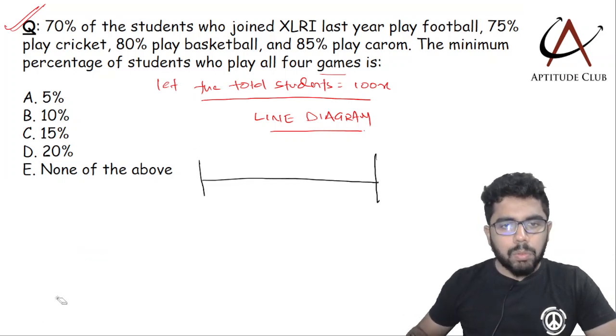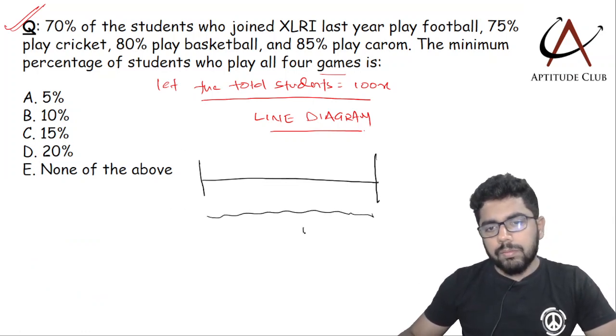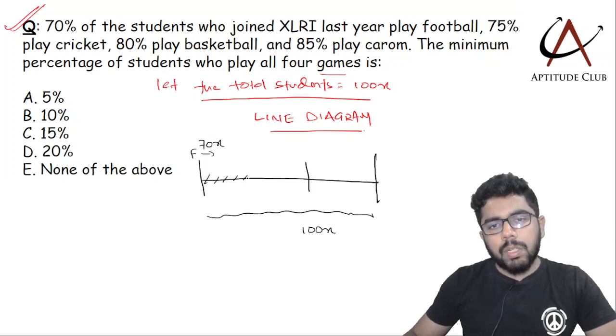Now let's start with football. Football is given, so let us start with football. So this total thing is 100x. How many people like football? 70x. So 70x would be somewhere here. These many people like football.